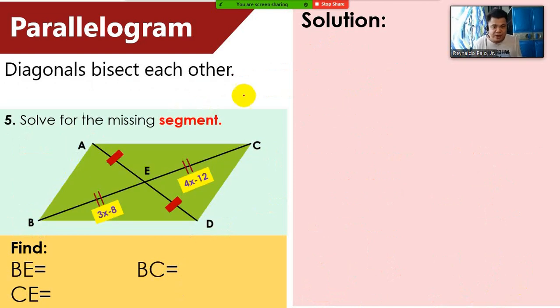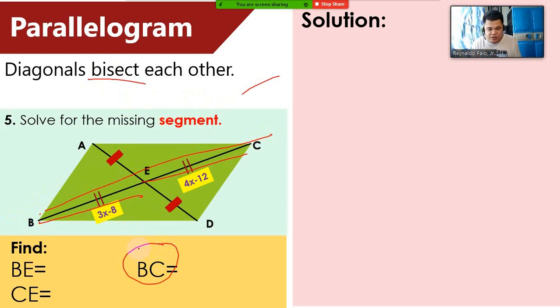The other property is diagonals bisect each other. Solve for the missing segment. So we have to find segment BE, segment CE, and segment BC. So this is segment BE and segment CE. When we say bisect each other, segment BE is congruent to segment CE as well. And then after computing for BE and CE later on, we have to solve as well for BC.